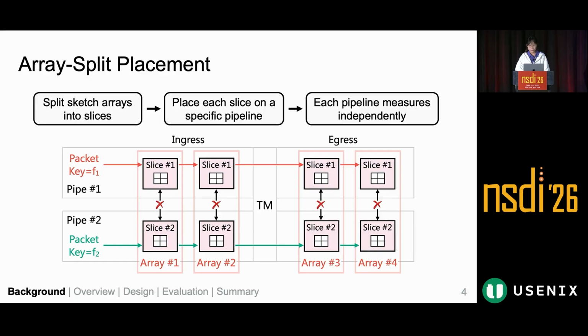The common way to deploy sketches on multi-pipeline switches is what we call array split placement. The idea is simple. Each sketch array is split into identical slices, and each slice is placed on one pipeline. Then each pipeline independently measures the packets that pass through it. At first glance, this seems natural since each packet can only access resources in the pipeline it visits. We place a slice of each array in every pipeline, but array split placement introduces 2 serious accuracy problems.